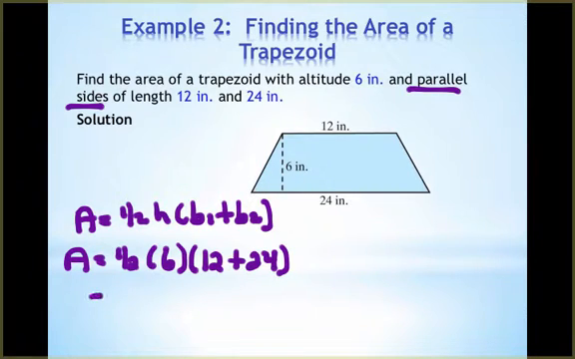And then we'll grab our calculator. Be careful and make sure that this 12 plus 24 is included with parentheses in your calculator, or you will get the wrong answer. So then if I put this into my calculator, I should get 108. And if you don't, go back and try working with parentheses until you can get the calculator to give you 108. And that would be square inches.